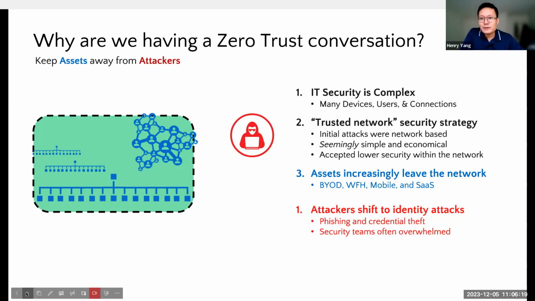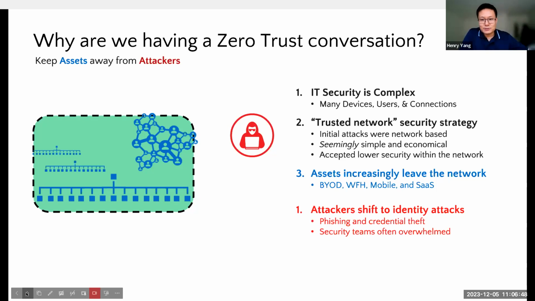So this is the traditional way of securing access from a particular office. But now, as we mentioned before, the hybrid work environment has totally changed how people work. The old traditional way does not work anymore. And also, as you can see from the screen, attackers have shifted to identity attacks, and phishing and credential theft are becoming the first typical attacks nowadays.